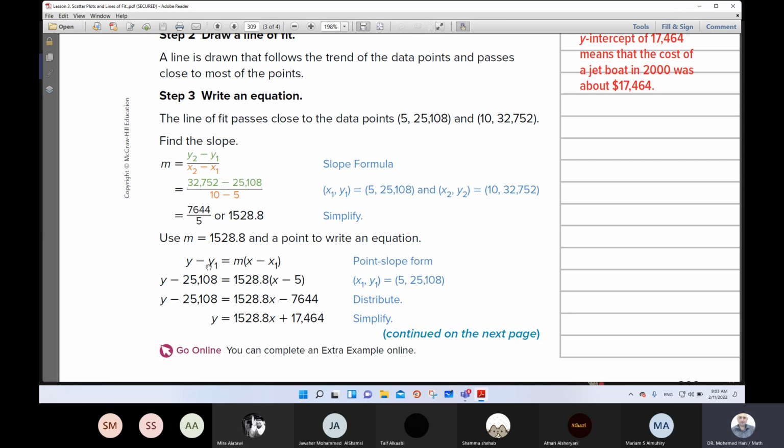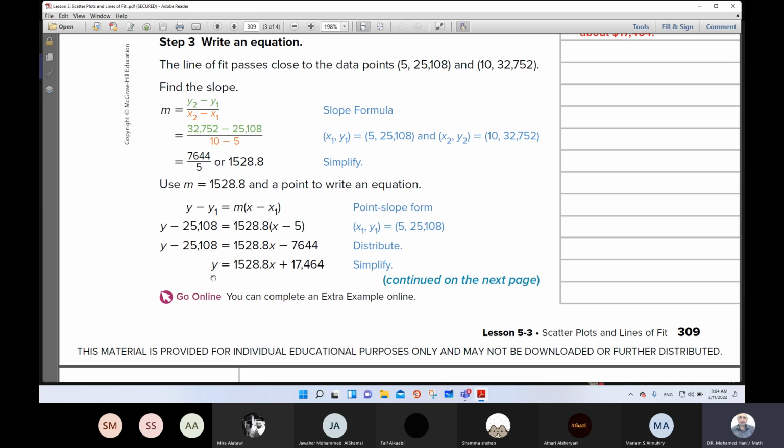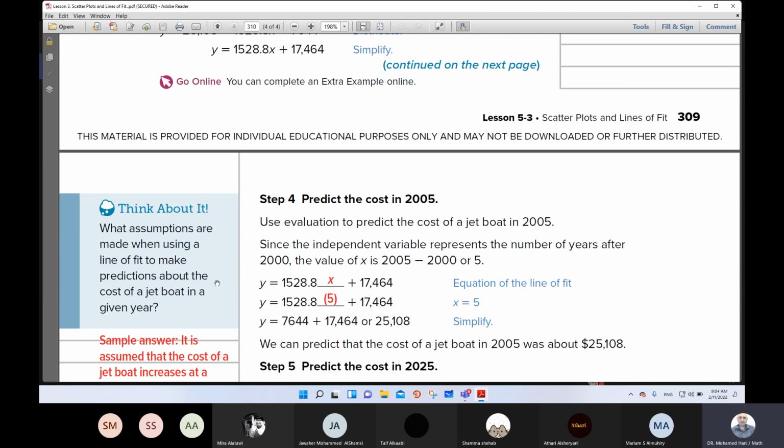Substitute the value of y1 will be 25,108. The value of m will be 1,528.8. And the value of x will be 5. Then prepare this equation, simplify this equation. You will get the equation of this line.